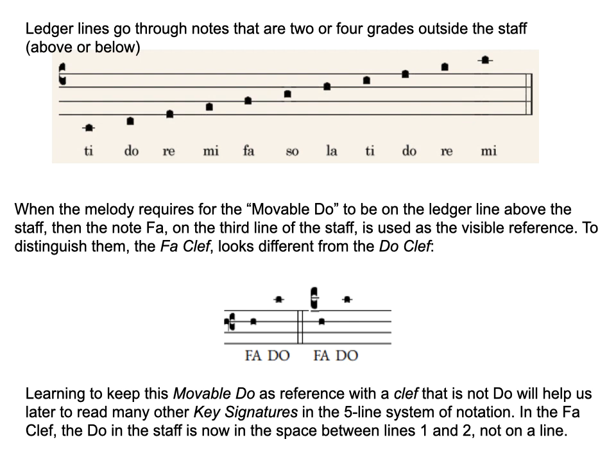Now this is very important because as we learn to keep our movable do as reference with a clef that is no longer called do, is a big step that will help us later to read many other key signatures, and this is how we will read the 5-line system of notation. In the fa clef, the do is still on the staff, but it is in a space. So that's also how we learn to read the do on the space between lines instead of having the do on a line.